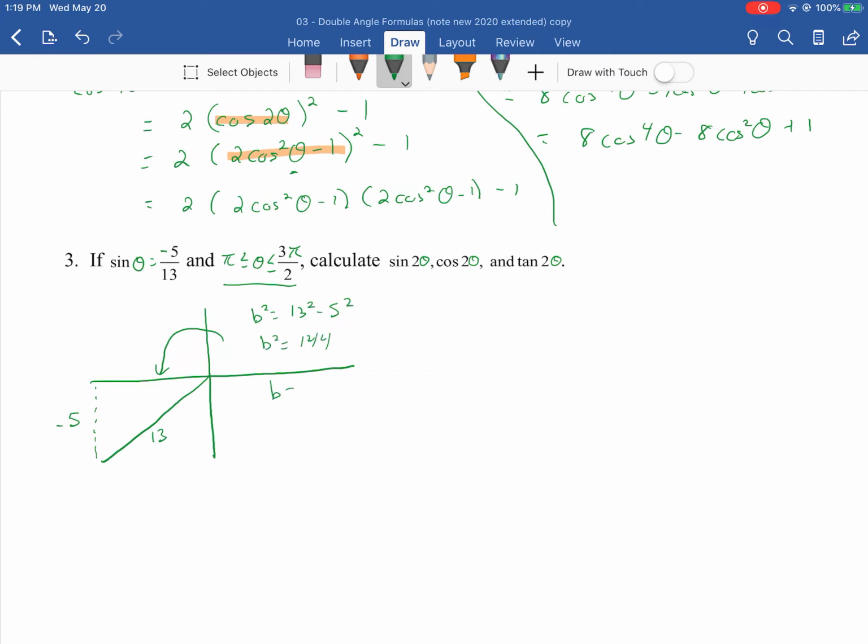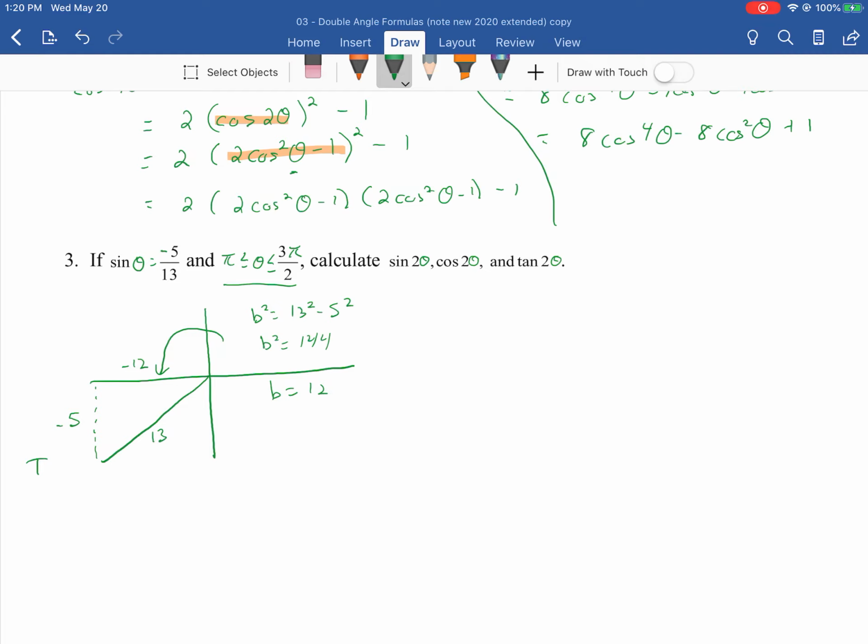Okay, b squared equals 13 squared minus 5 squared. B squared equals 144, so b equals 12. In this case, it's really negative 12, but I'm going to handle all that with the CAST rule. I put it on the picture there, but the CAST rule really answers all that. This is a tan positive quadrant. Only tan will come out positive in this quadrant. Sines and cosines will come out to be negative.